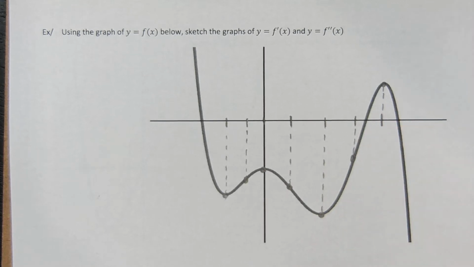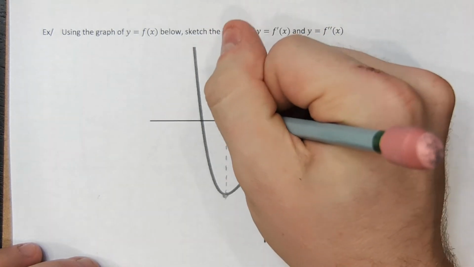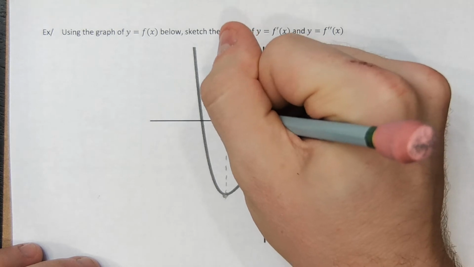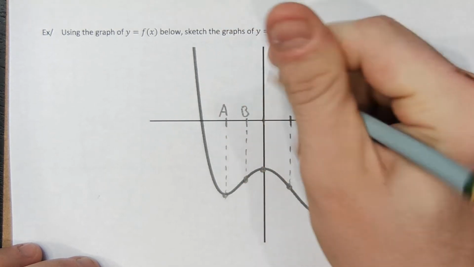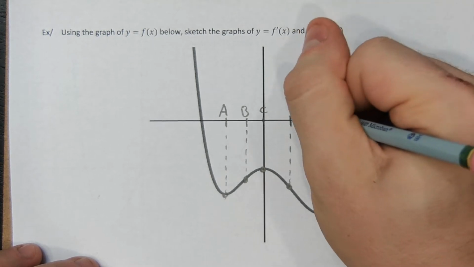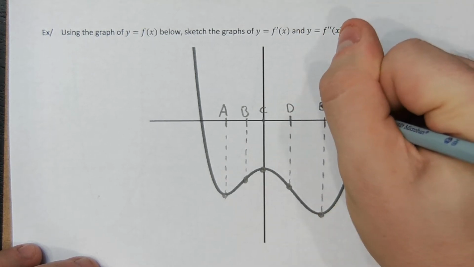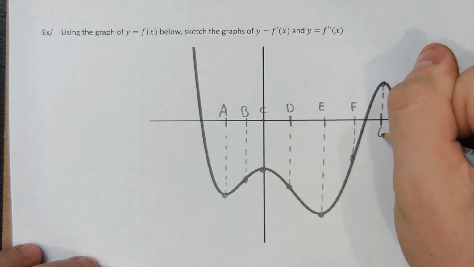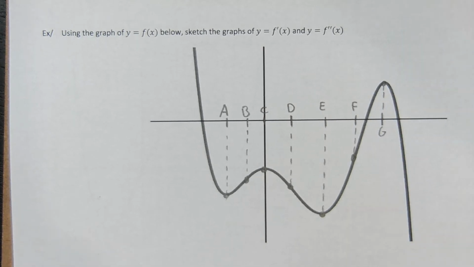There. This one has a lot of x values that I want to label. So we'll say, just to keep them in alphabetical order, A, B, C. Remember, I'm on the origin there. D, E, F, and G. Wow, that's a lot of points. Okay, let's see what we can do.